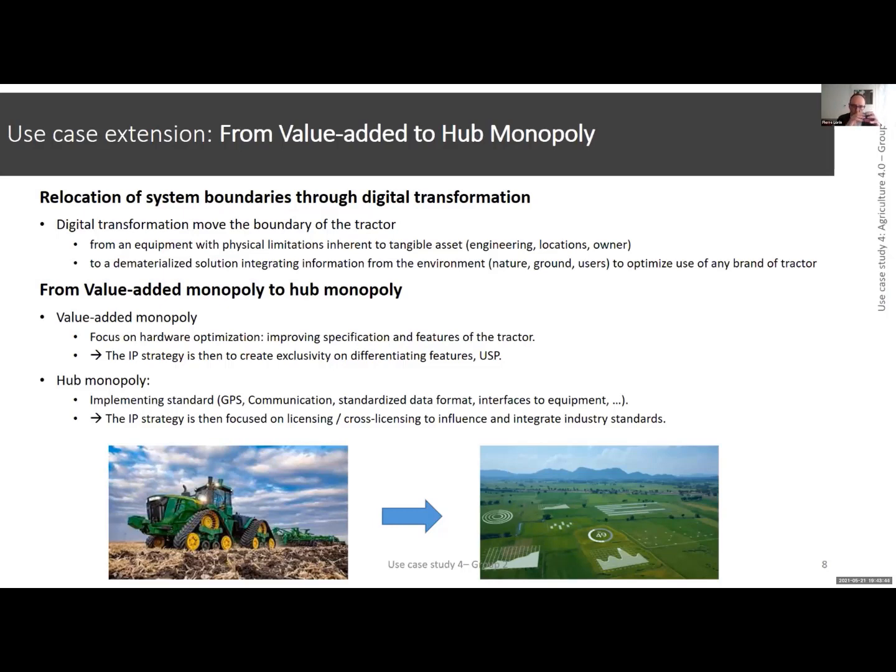So there is a move from optimizing this tangible asset to really developing dematerialized solutions, which are very much an IP ecosystem, where there is an integration of much information from different environments. So we mentioned earlier the nature, the ground, the type of users, and all this is aimed to optimize the culture somehow, and the yield.